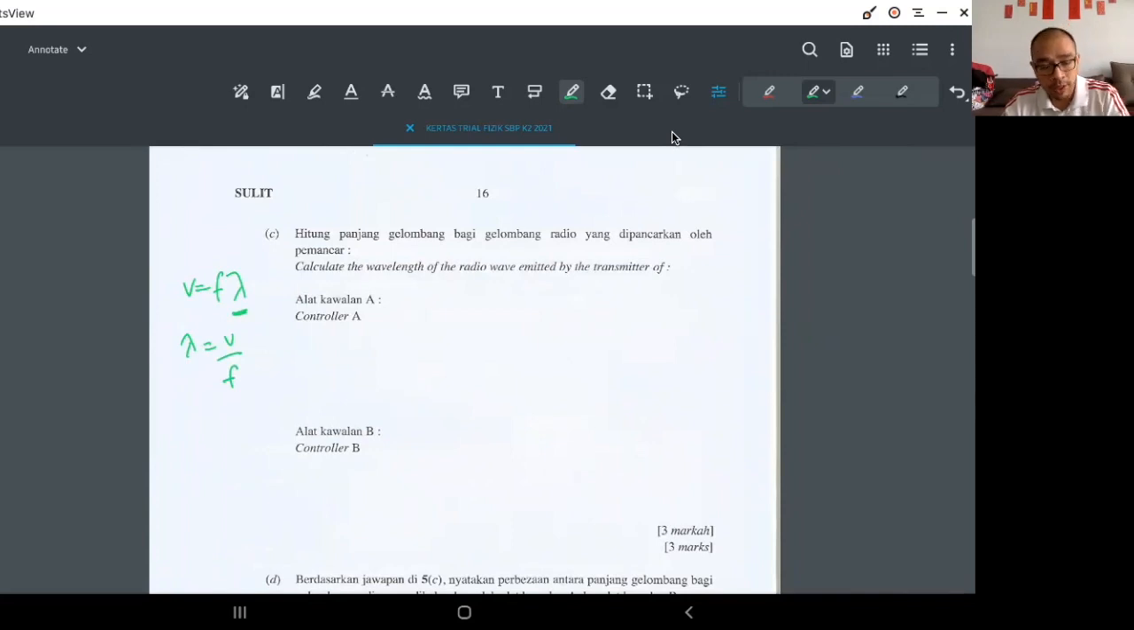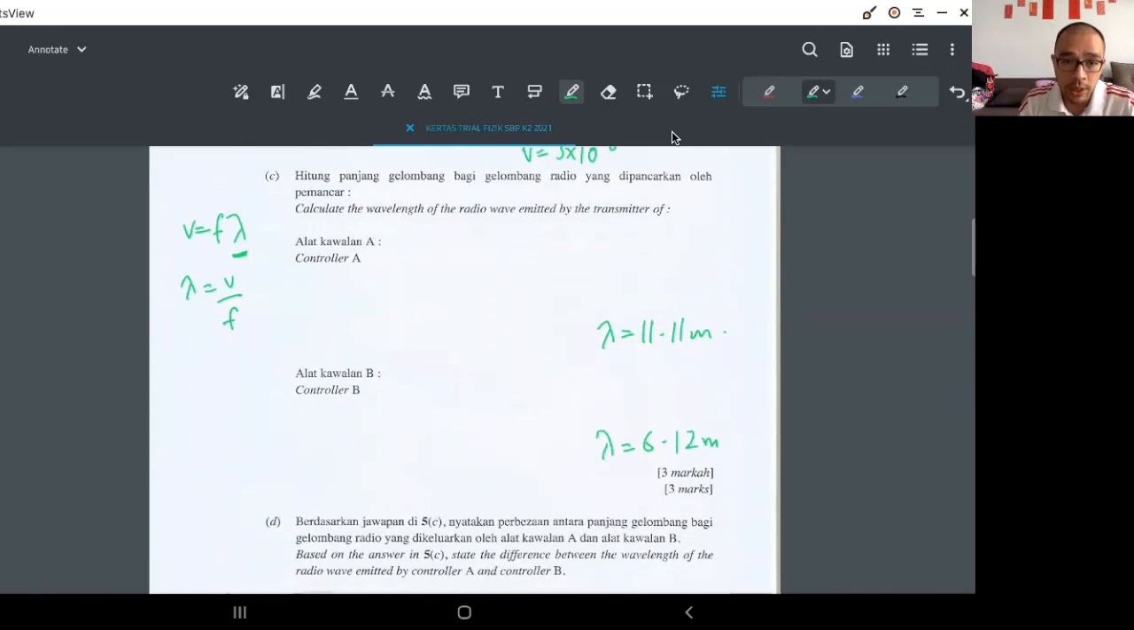Okay, so for toy car A, the wavelength is about 11.11 meters. And for toy car B, the wavelength is about 6.12 meters. You just use the frequencies given in the picture and then calculate the wavelength. v equals 3 times 10 to the power of 8.